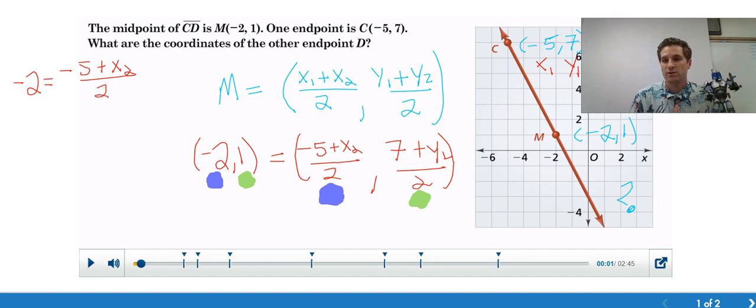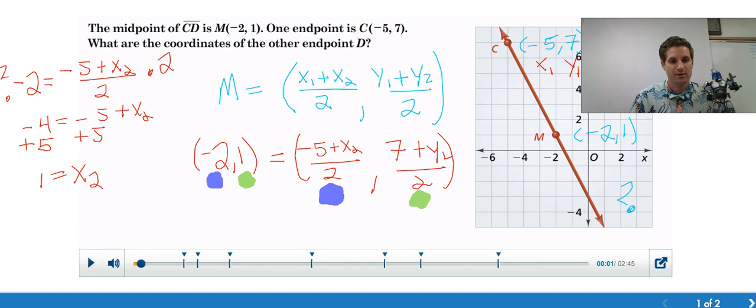So the first thing I need to do is get rid of the 2 down there. So I'm going to multiply both sides by 2. We get negative 4 on here, negative 5 plus x2. And then I'm going to add the 5 over. We're going to get 1 equals x2. So that's one of our coordinate points.